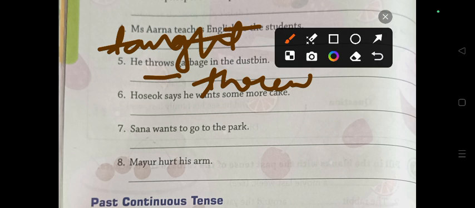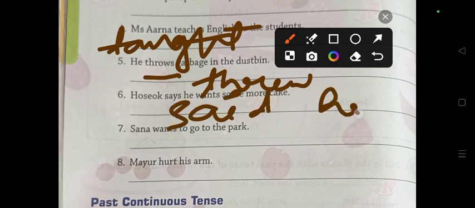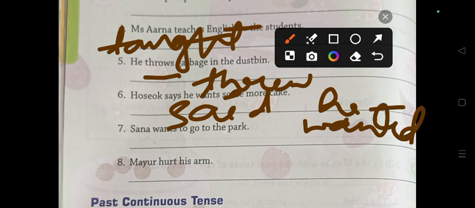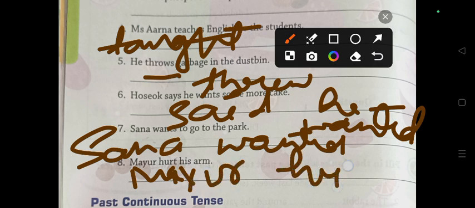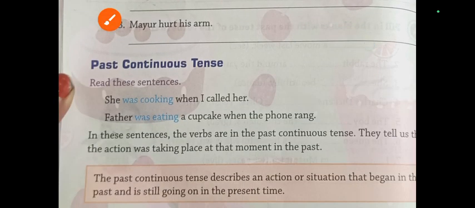He said he wanted, okay, he wanted some more cake. Sana wanted to go to the park. Next, Mayur hurt. So it will remain the same. Mayur hurt his arm. Okay. Now past continuous tense.